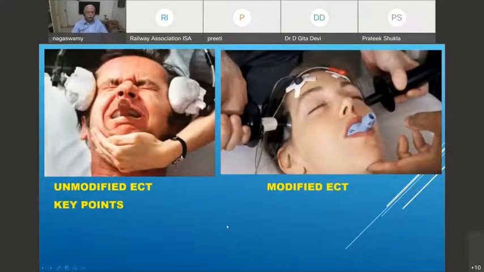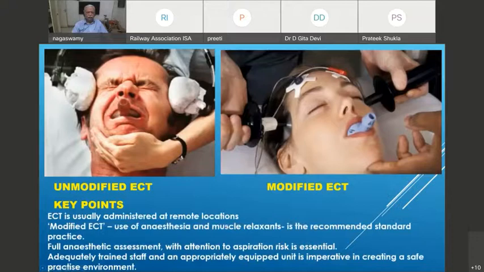So the key points are: ECT is usually administered at remote locations. Modified ECT uses anesthesia and muscle relaxants and is the recommended standard practice. Full anesthetic assessment with attention to aspiration risk is essential. Adequately trained staff and an appropriately equipped unit are imperative in creating a safe practicing environment.